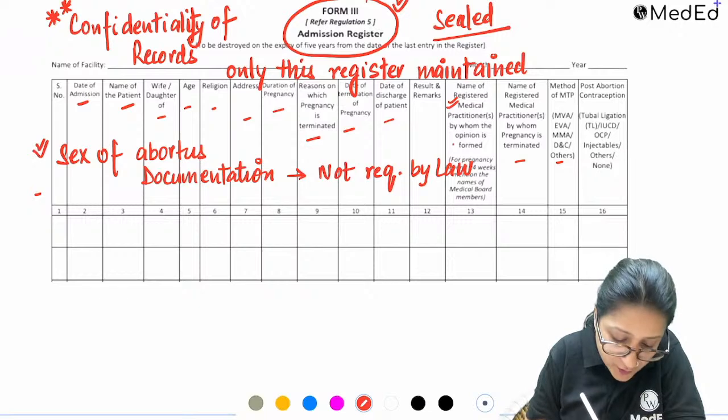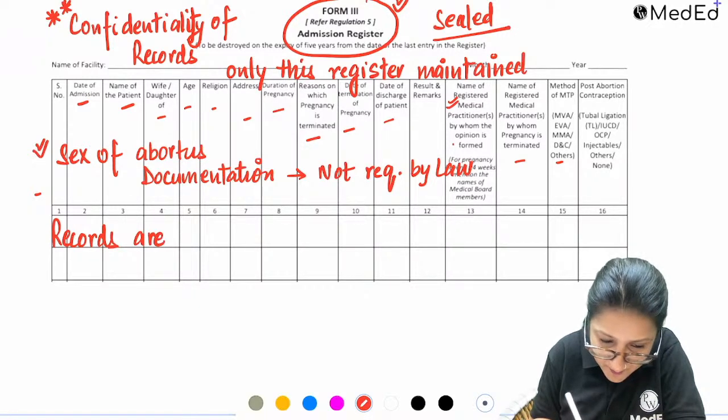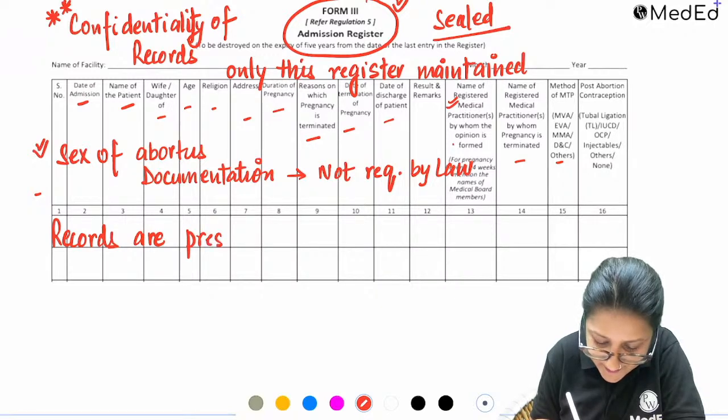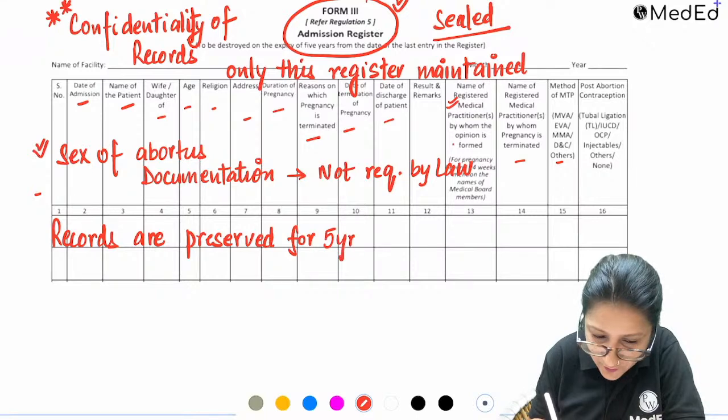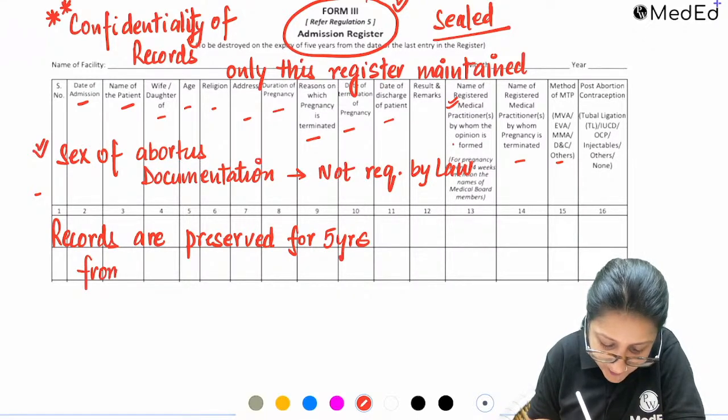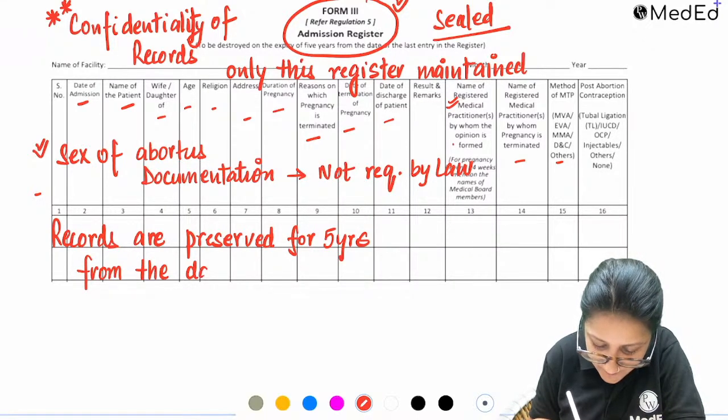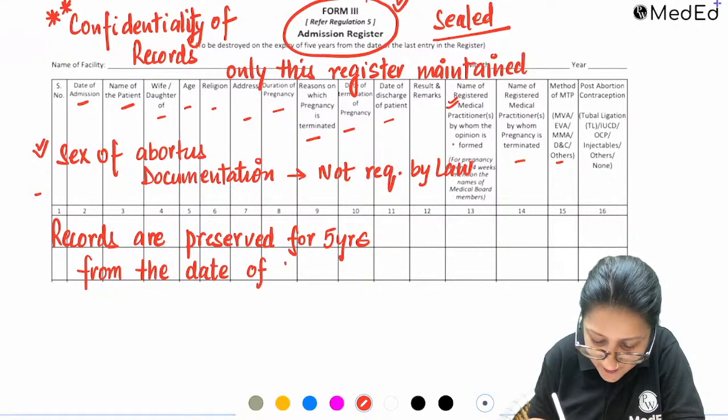Also remember that the records we have maintained, these records are maintained and preserved, let's say, they are maintained or preserved for 5 years from the date of last entry. From the date of last entry.